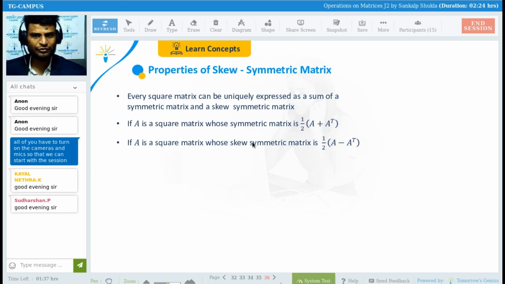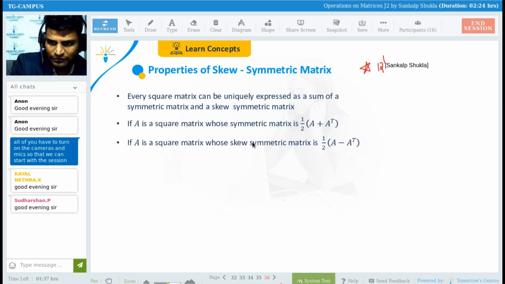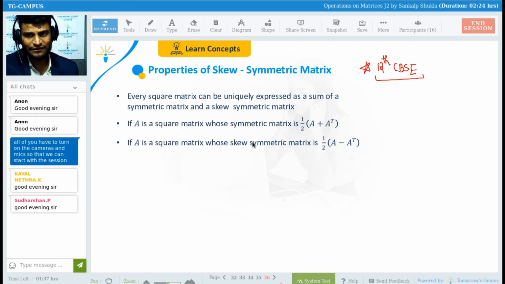Every square matrix can be uniquely expressed as a sum of symmetric and skew symmetric matrices. So guys, there is this point that you have to note down. There will definitely be a question coming on this property, because it is a standard question from the board sample paper. I'll write also 12th CBSE. One question is definitely going to appear from this.